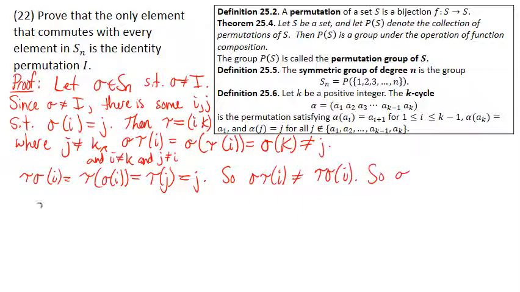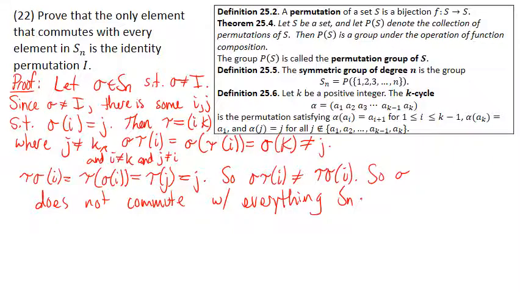So sigma does not commute with everything in the symmetric group because it doesn't commute with tau. So that shows that any element sigma that is not the identity will not commute with everything in the symmetric group. And of course it should be obvious that the identity commutes with everything. So that's all we need.